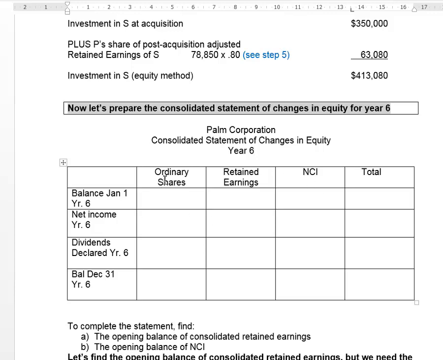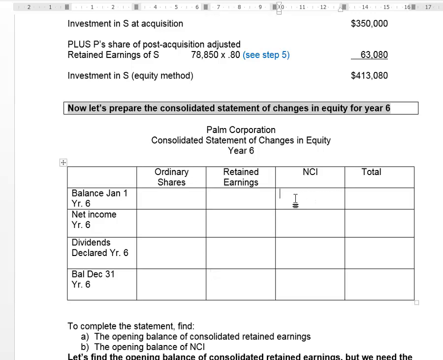So what would have changed the ordinary share balance is any new shares that were issued, in which there were none. What would have changed the retained earnings balance is any net income that got attributed to the parent's shareholders in year 6, right? And any dividends declared by the parent to its shareholders, in order to give us the ending balance of retained earnings.